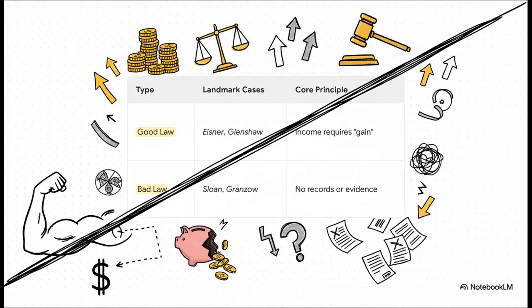And what it does is draw a very sharp line in the sand between two different kinds of court cases. You have the foundational cases, the good ones, that establish that income absolutely must be a gain. But then you have the bad cases, where taxpayers just showed up and said, my wages aren't income, with no proof, no accounting, nothing. The source argues they failed on procedure, not because the core legal principle was wrong.